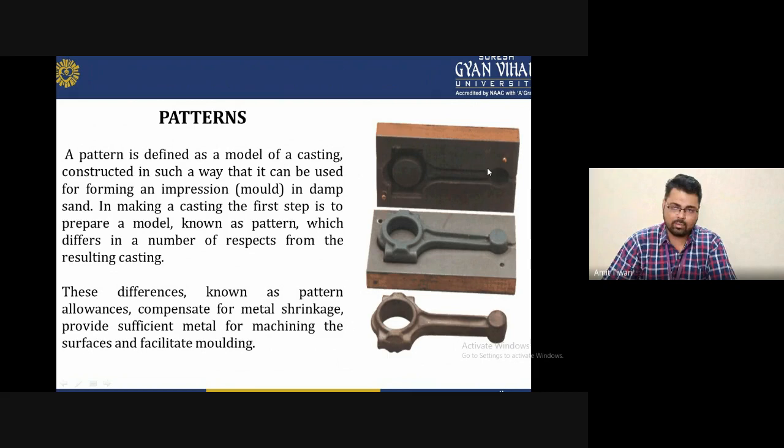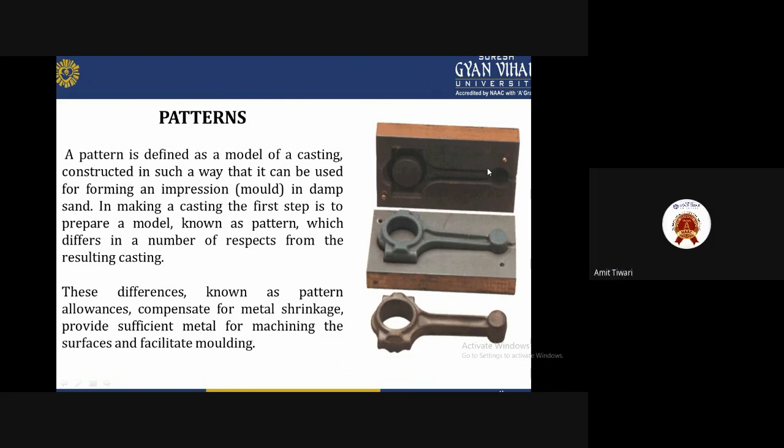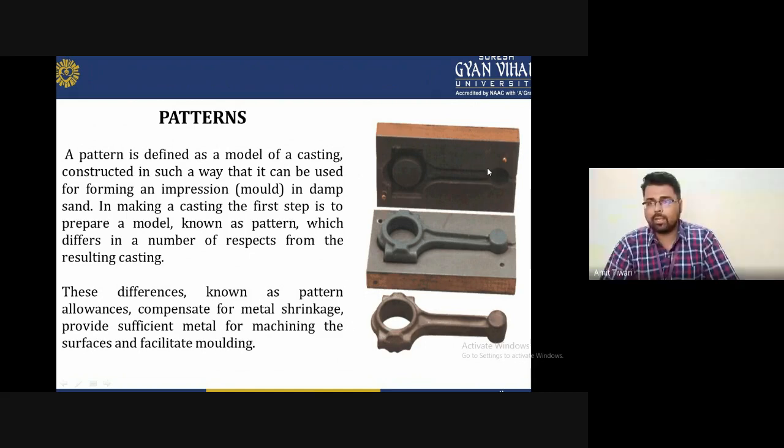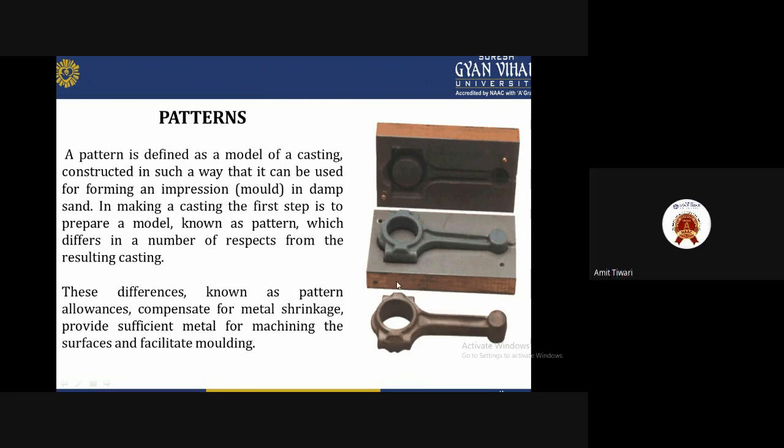That is, you can make a wooden pattern, a plastic pattern, or a metal pattern, depending upon the application and the requirement of our casting. So these are some basics. I am giving you some structure, and to understand this diagram, you have to see that these are the empty sections, the top and the bottom of the pattern.